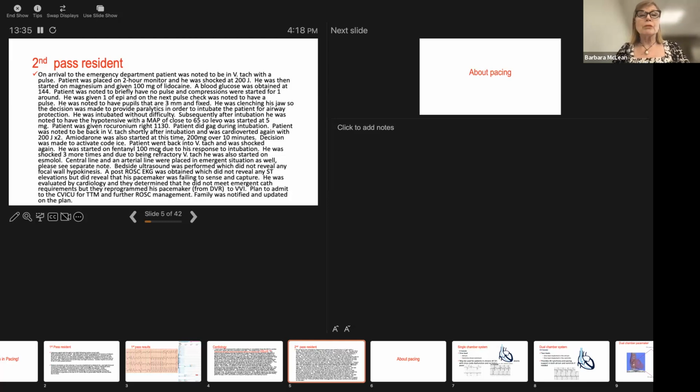Pupils are 3 millimeters and fixed, and he's clenching his jaw. So they have to give him a paralytic in order to intubate him. And once they did that, it was easy to intubate, but he was also very hypotensive with a MAP close to 65. So the decision is, let's get started on norepinephrine. He got rocuronium, he gagged during intubation, he went back into what they called VTAC, we don't know, shortly after intubation, but now they say, oh, we cardioverted him with 200.